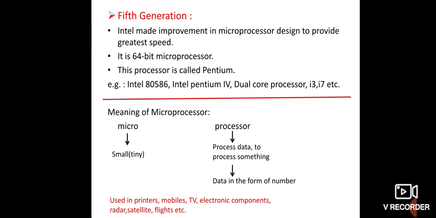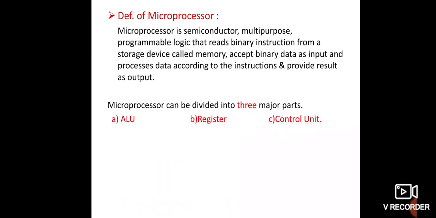Now see the proper definition of microprocessor. Microprocessor is a semiconductor, multipurpose, programmable device that reads binary instruction from a storage device called memory, accepts binary data as input and processes data according to the instructions and provides result as output. This is the proper definition of microprocessor. Microprocessor is a semiconductor.